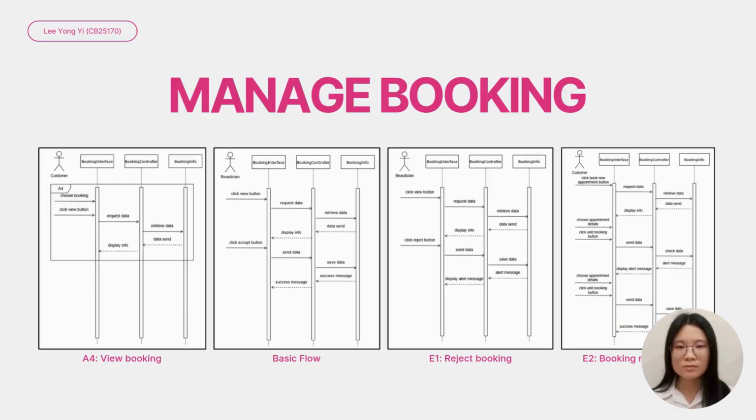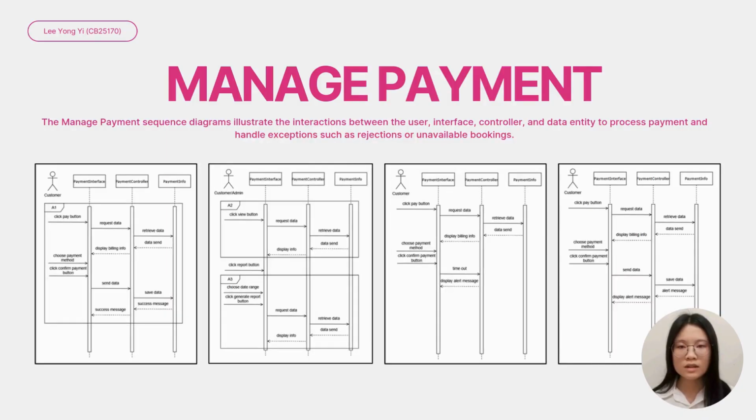There are also two exception flows. E1, reject booking. The beautician rejects a booking, updating the status to rejected and notifying the customer. E2, booking not available. If a customer picks an unavailable slot, the database returns an error and the interface displays a not available message.